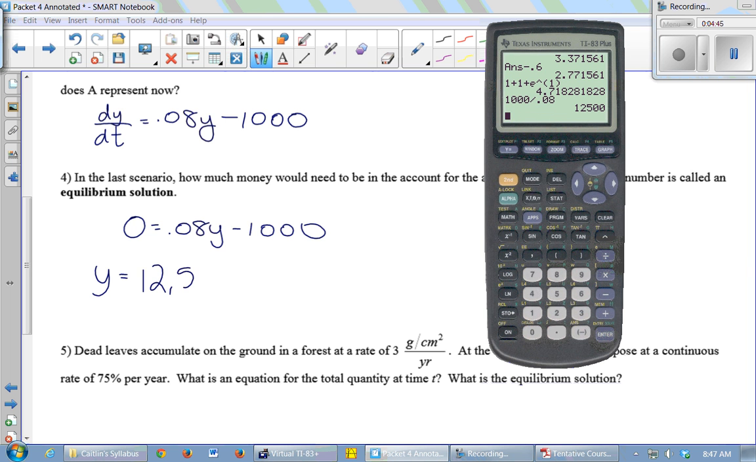$12,500. Okay, so with a balance of $12,500, it's earning 8% interest and withdrawing $1,000 a year. The balance will just stay at $12,500, without gaining or losing any money.